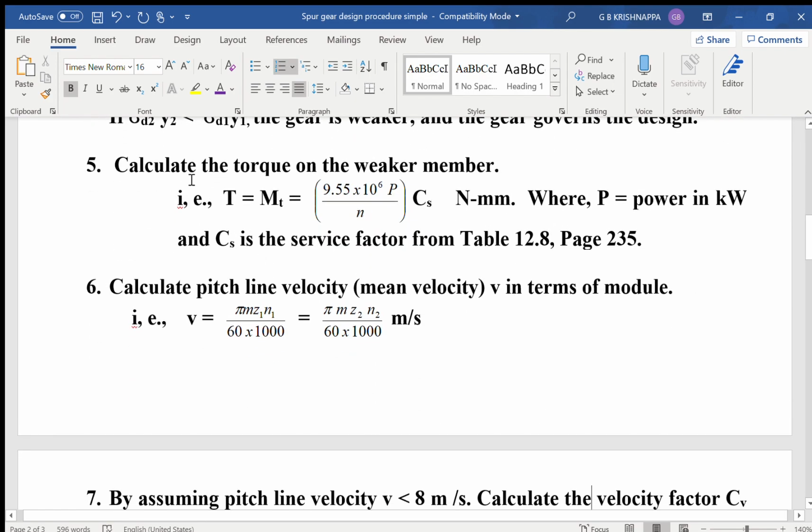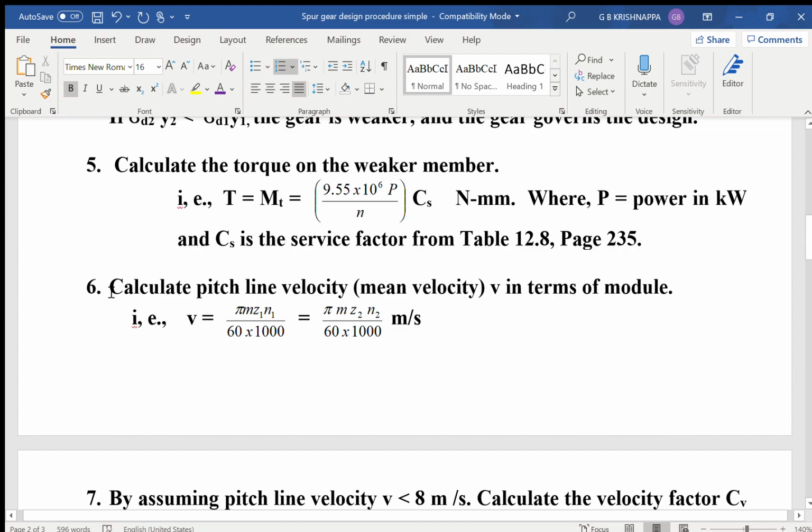Step 5. Calculate the torque on the weaker member by using the torque equation, capital T, that's also called Mt, that's equal to 9.55 into 10 to the power of 6 into power divided by speed, multiplied by Cs. So the torque is expressed in Newton millimeter, where P is power in kilowatt and Cs is the service factor, which can be obtained from table 12.8, page 235.